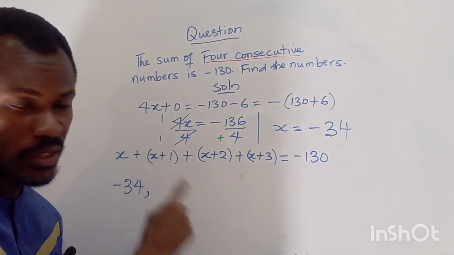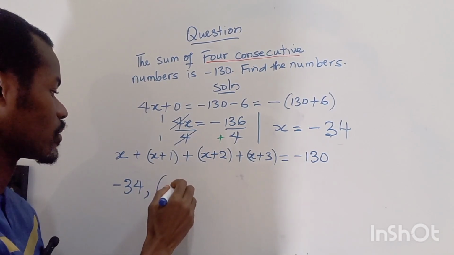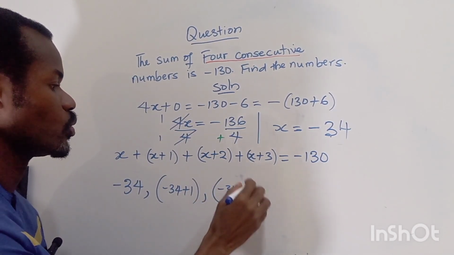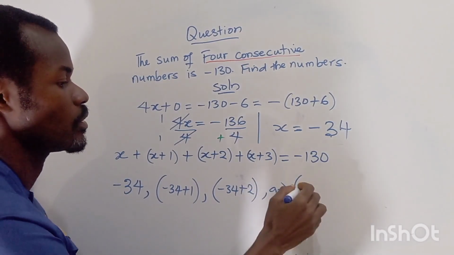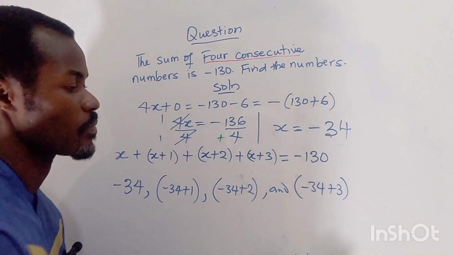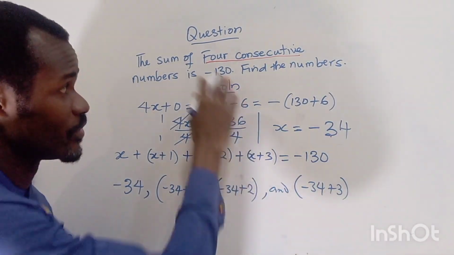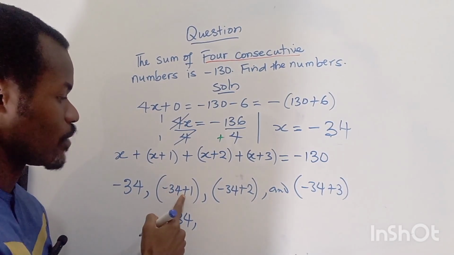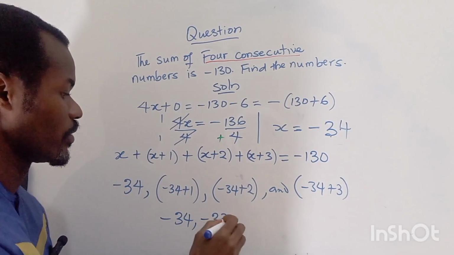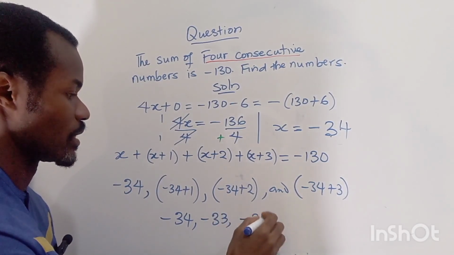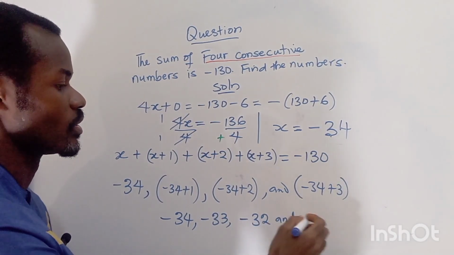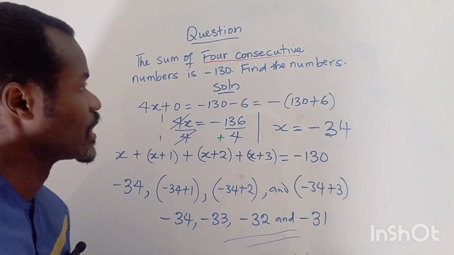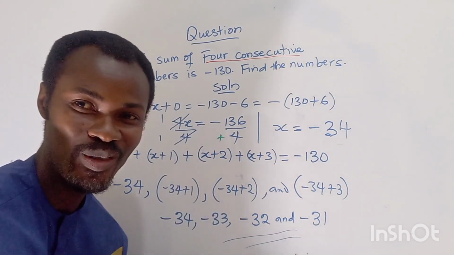So the next number is going to be minus 34 plus 1. The next one is going to be minus 34 plus 2. And the last one is going to be minus 34 plus 3. Let's see what the numbers give us. So the four consecutive numbers are minus 34, minus 34 plus 1 is going to give us minus 33, this is going to give us minus 32, and this is going to give us minus 31. So these are the four consecutive numbers that when you sum them, you are going to get minus 130.